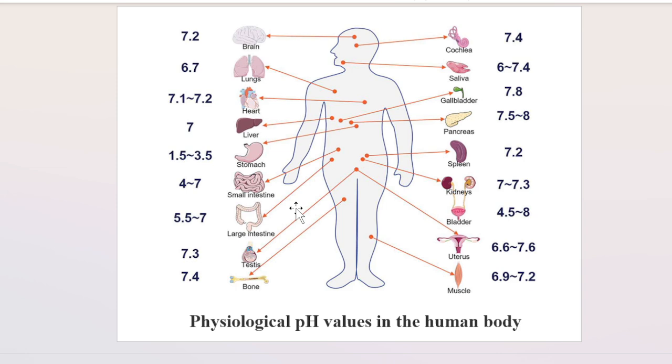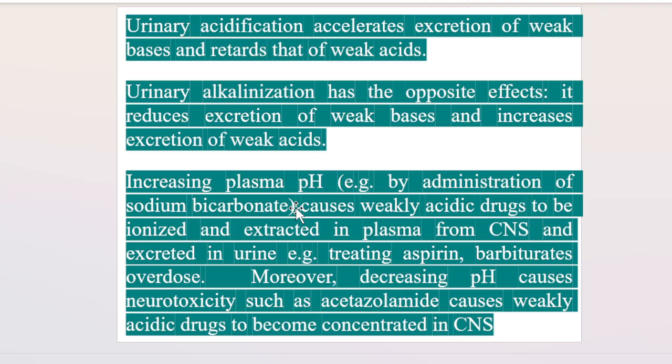So if the pH is variable, that means the ratio of ionized and unionized form of the drug in different tissues will be different, depending upon the pH of that organ or organ fluid. So that's why the Henderson-Hasselbalch equation is very helpful to manage toxicity. Urinary acidification accelerates the excretion of weak basic drugs and retards that of the weak acidic drug.